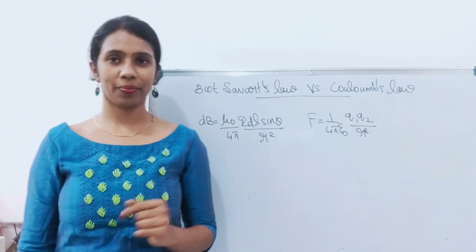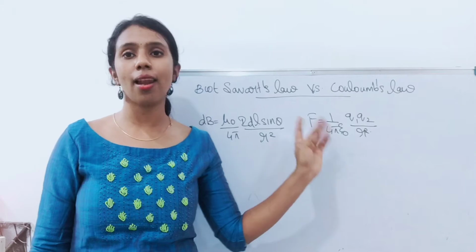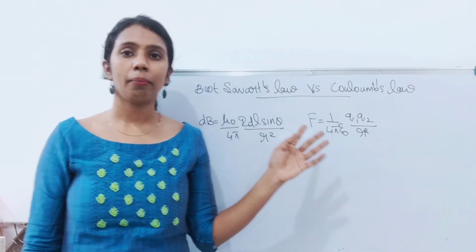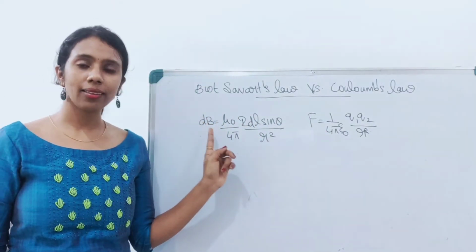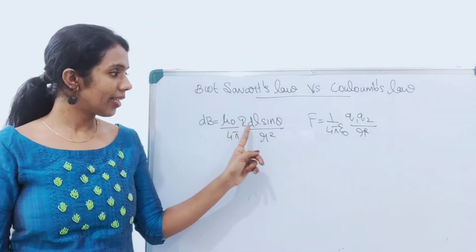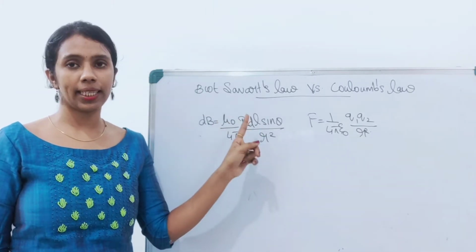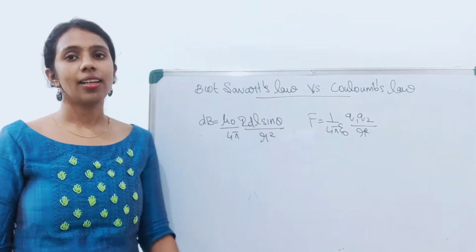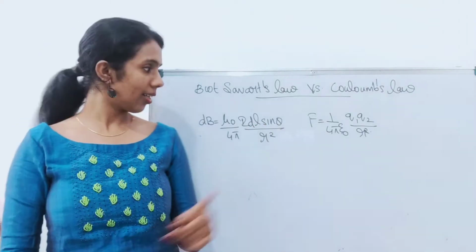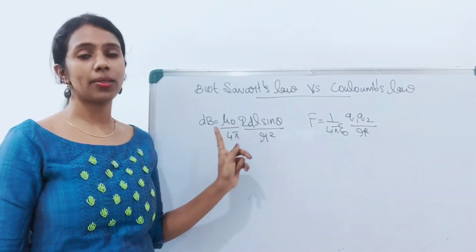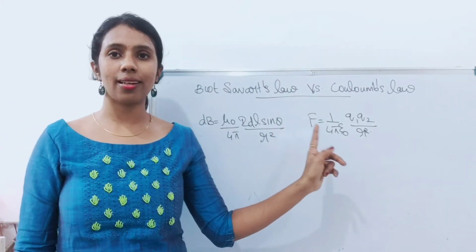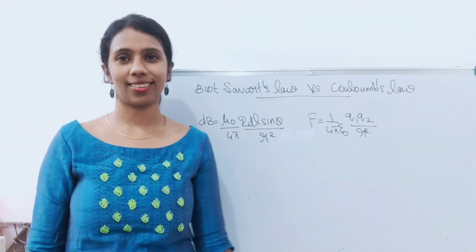Second difference. In Coulomb's law, force is along the displacement vector. But in Biot-Savart's law, the magnetic field is along dl cross r, or it is perpendicular to dl and r. Now, the third difference is that there is an angular dependence in Biot-Savart's law, whereas in Coulomb's law, there is no such dependence.